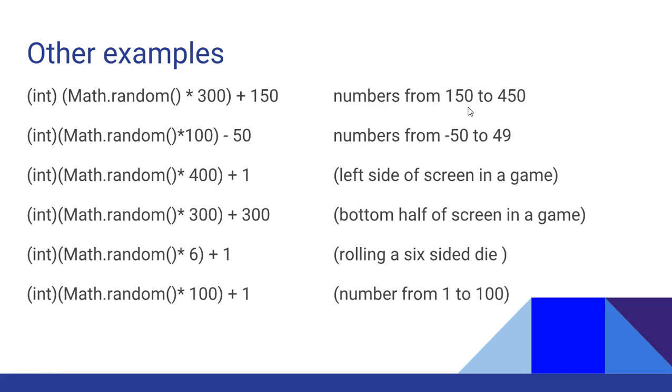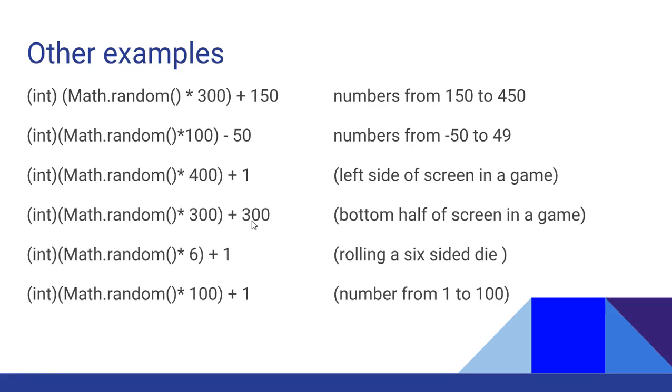On the next one, I'm going to get a range of 100 numbers, but I'm starting at -50. So that has the effect of going from -50 to +49. On that one, I did take into account that off by 1. You won't ever actually get to 50. The next one, just to show you a number from 1 to 400, might be the left side of a screen in a game.